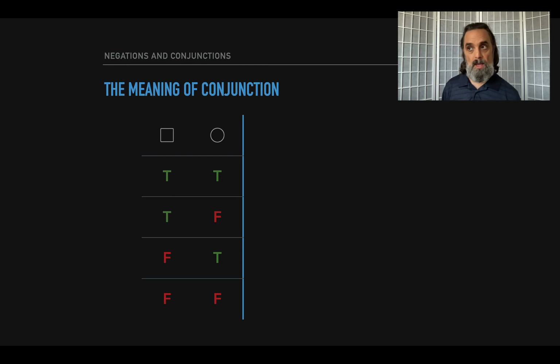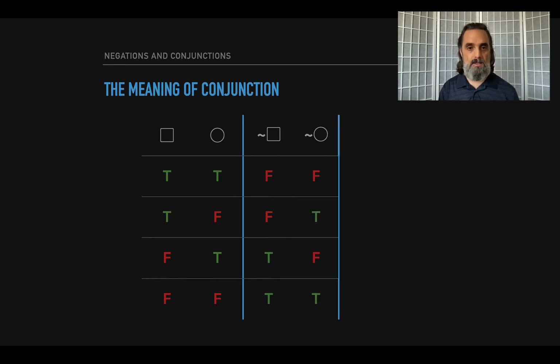What about the negation of box and of circle? Well, we know that not box has the opposite truth value of box. So wherever box is true, on the first 2 rows, not box is false. And on the bottom 2 rows where box is false, not box is true. And then not circle has the opposite truth value of circle. So on the first and third row where circle is true, not circle is false. And on the second and fourth row where circle is false, not circle is true.